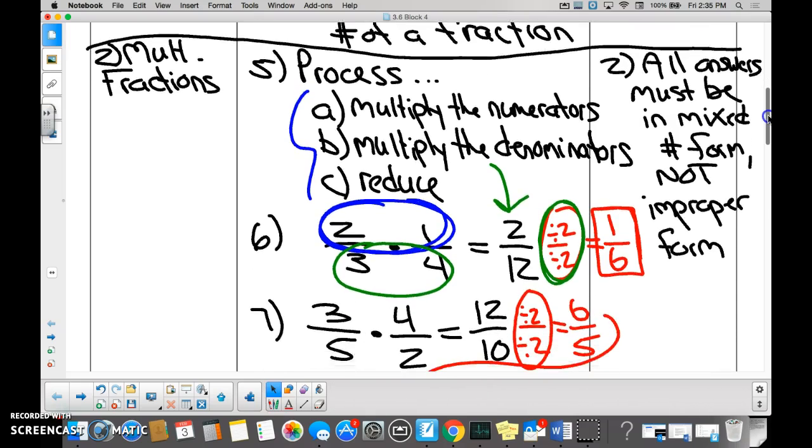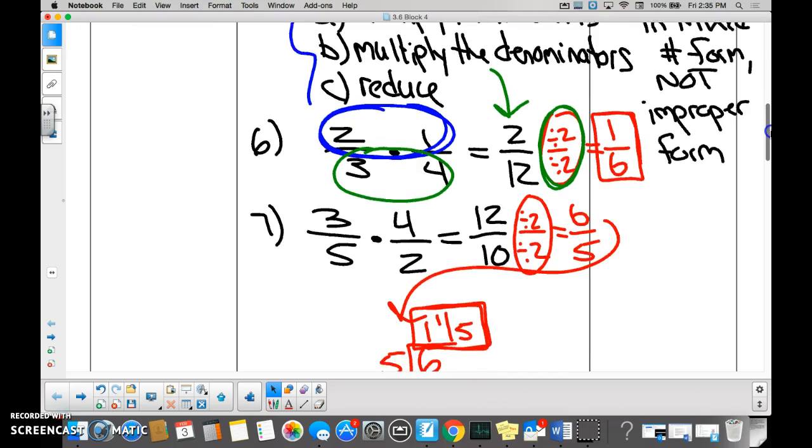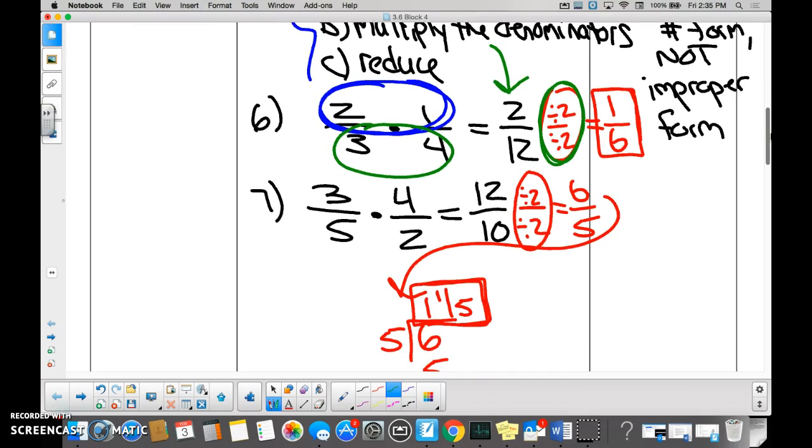Okay, now I'm going to go down to number 7, and we did the same thing, except we got an answer of 12/10. We reduced to 6/5. But what is the problem with 6/5 as an answer, JJ? Why is 6/5 a bad answer? Manny: Because 6 is bigger than 5. 6 is bigger than 5, therefore it is an improper fraction.